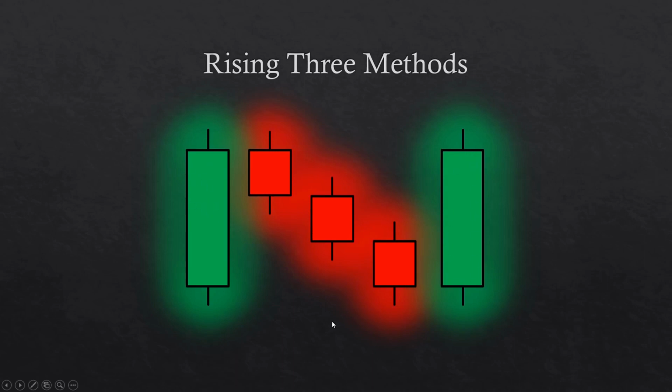The name of the pattern is a little confusing because the term rising refers to the direction that the pattern implies, not the candles themselves. And the term three methods refers to the three candles in the middle. It's a bit confusing because the name says rising three methods, while the three bearish candles fall.